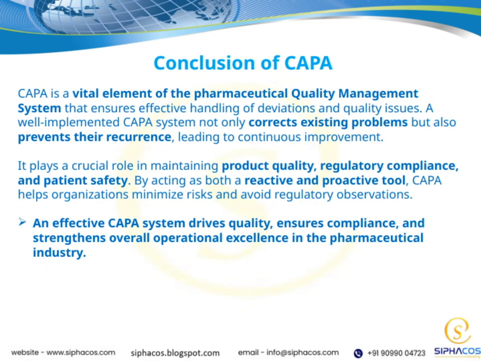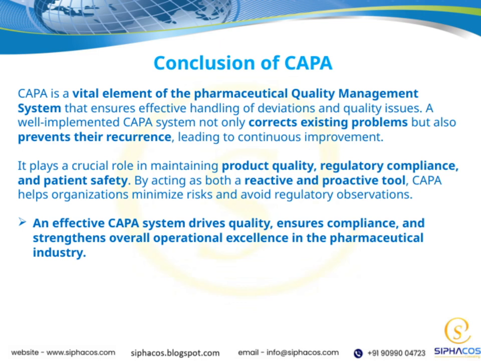Now, let's wrap up our discussion on CAPA. As we've seen, CAPA is a crucial part of the pharmaceutical quality management system. It ensures that we not only address deviations and quality issues effectively, but also prevent them from happening again in the future. A well-implemented CAPA system is like a continuous improvement engine. It helps us correct current problems and build stronger processes moving forward. This plays a vital role in maintaining product quality, meeting regulatory requirements, and most importantly, safeguarding patient safety.